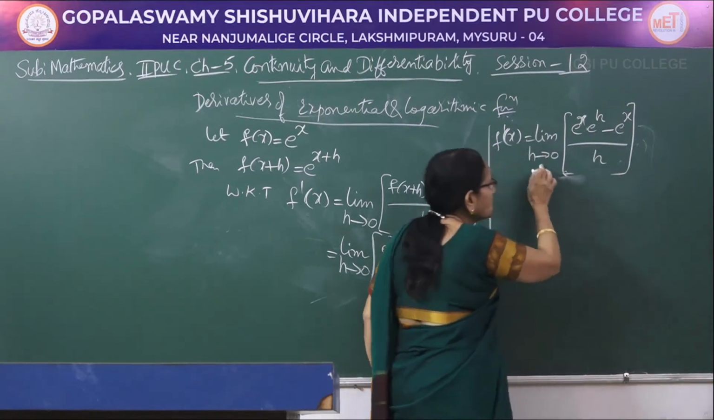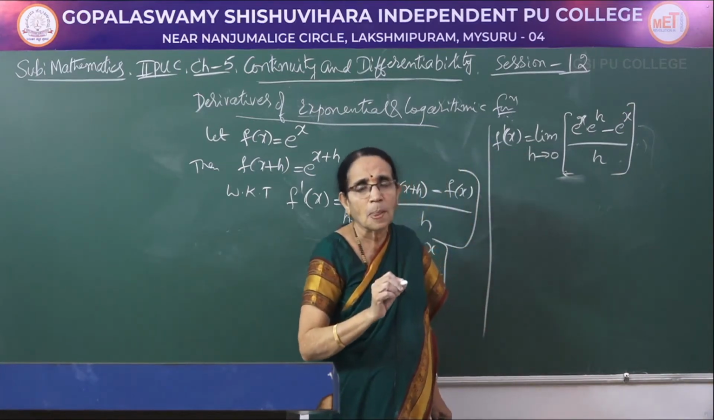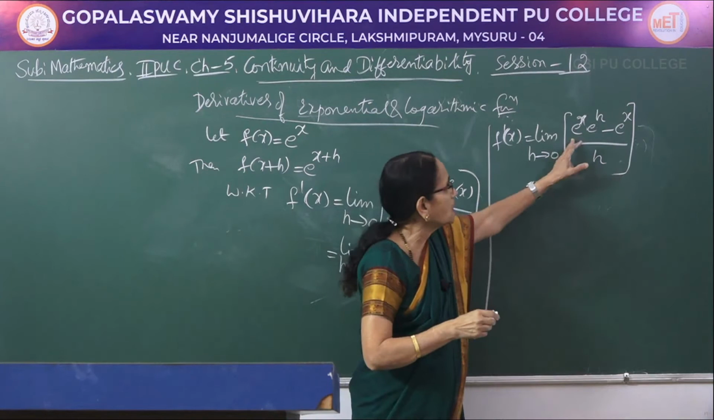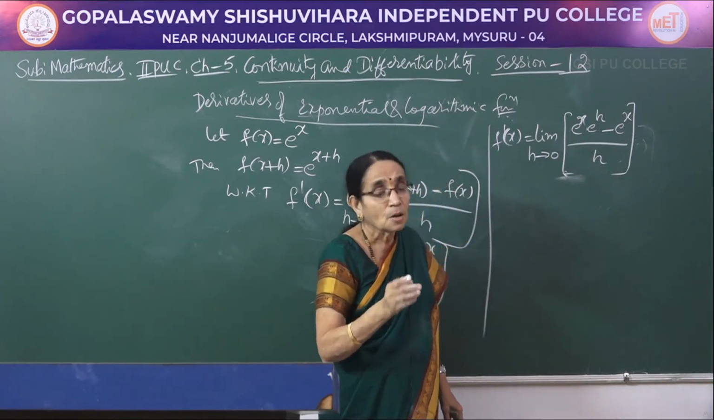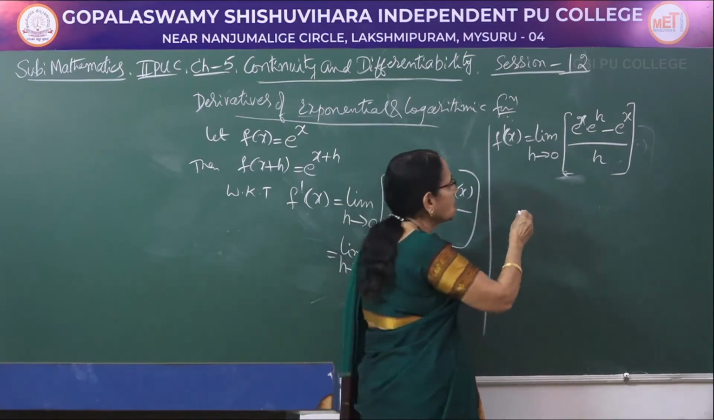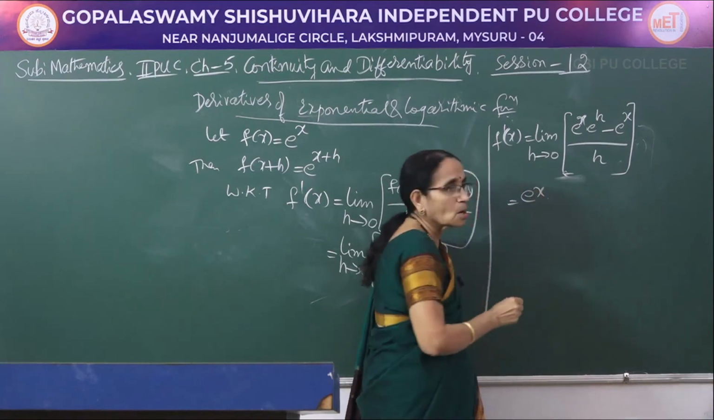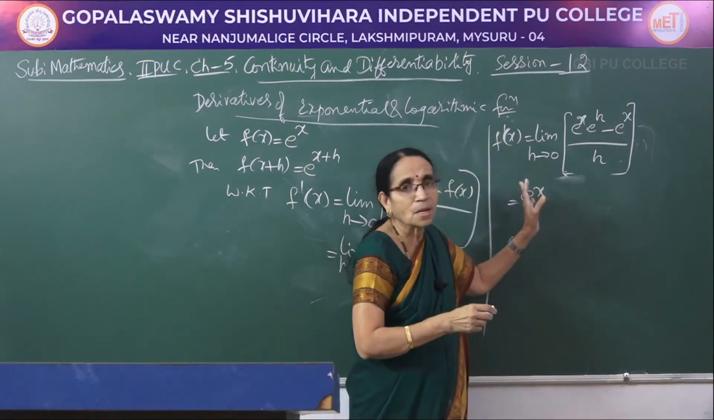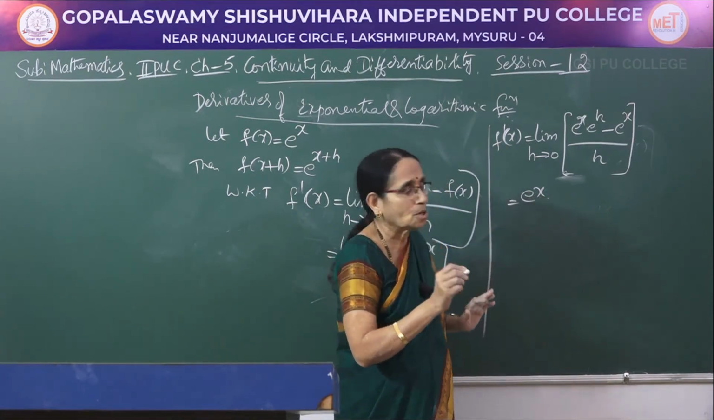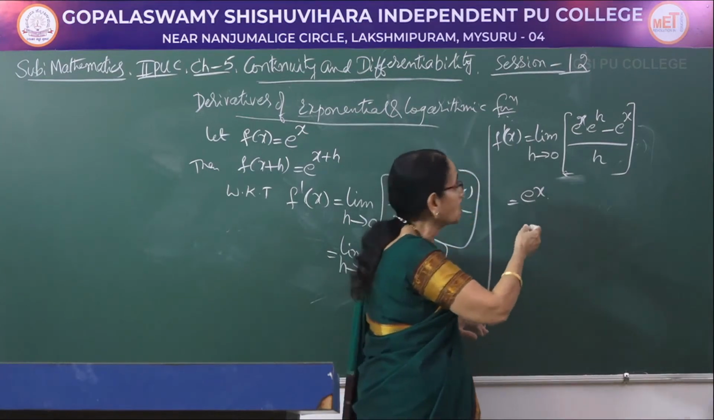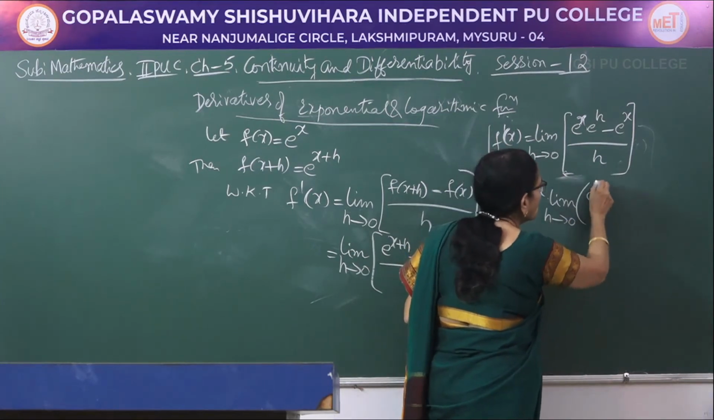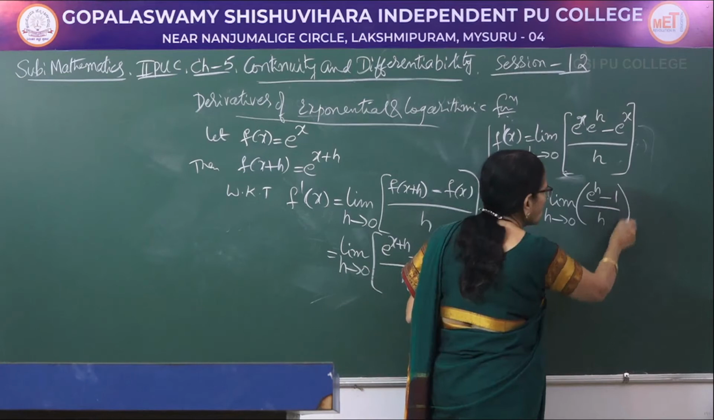Look here, we are taking the limit as h tending to 0. So, wherever h is there, the limit is applicable to that particular term. Now, this e power x is free from h, so the limit does not apply to that one. That can be taken as a common factor. Take out e to the power x because it does not contain h. So, e power x, which is a free term, can be taken outside. Write the remaining limit h tending to 0 of e power h minus 1 over h.